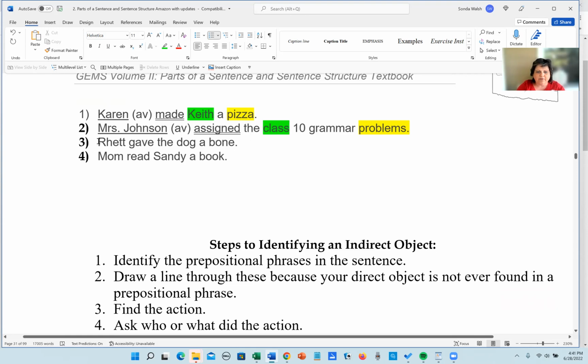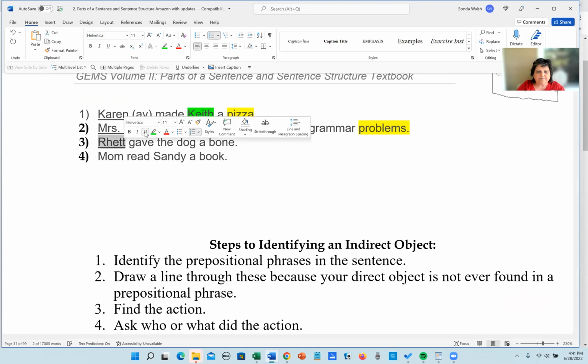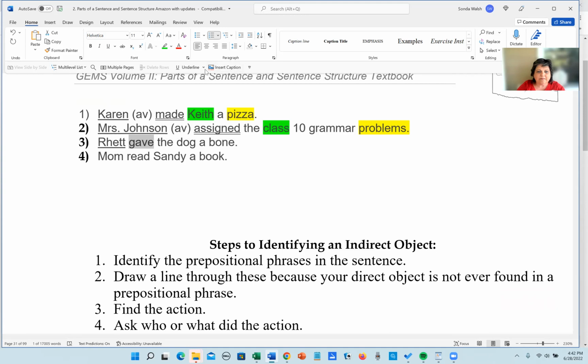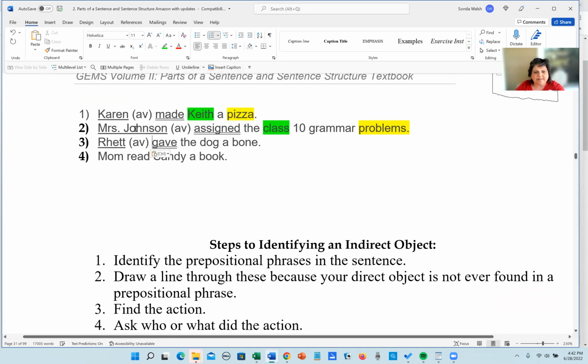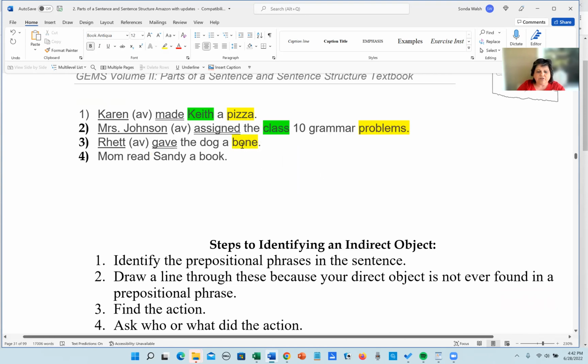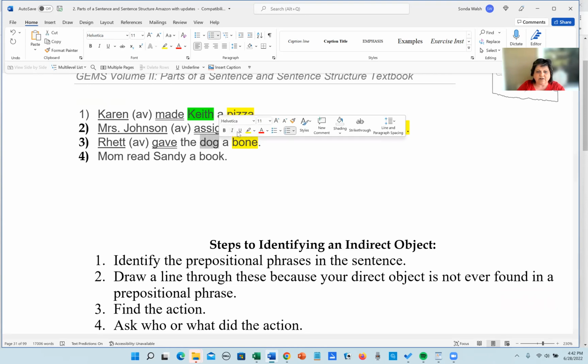Rhett gave the dog a bone. Rhett is the subject. Gave is the verb. Okay, identify the type of verb. It is an action verb. Rhett gave what? He didn't give the dog. Rhett gave a bone. So bone is the direct object. Okay, Rhett gave the bone to whom? To the dog. Not the dog, just dog.